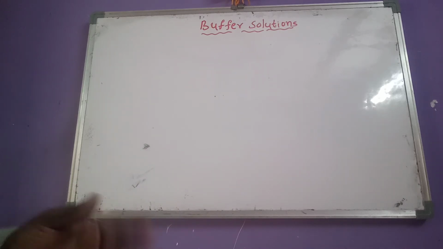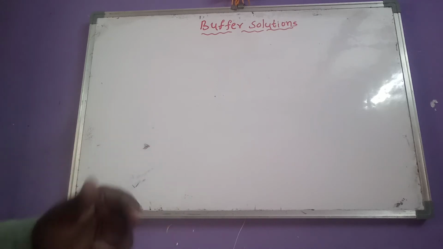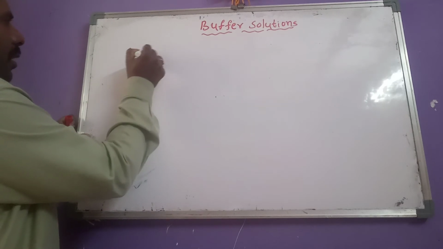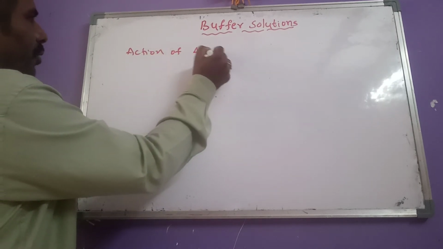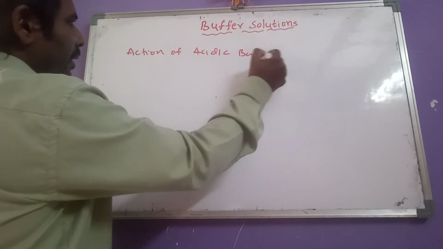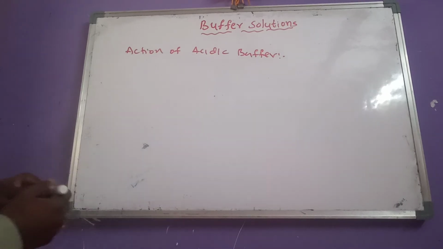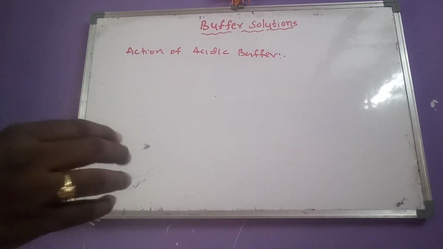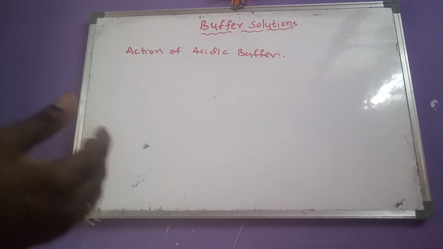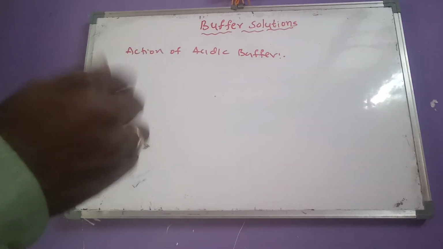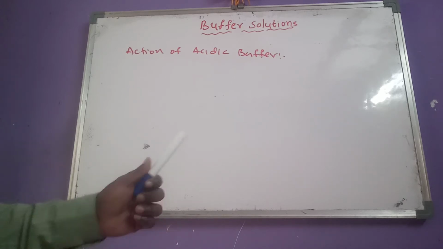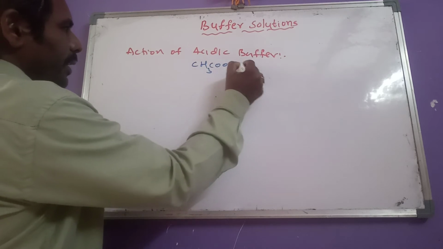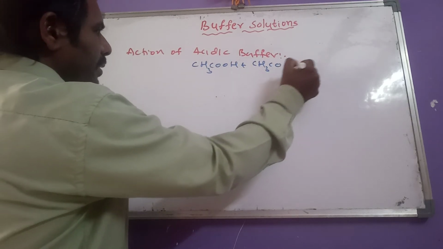Now let us see the action of acidic buffer and also basic buffer. First, let us go for the action of acidic buffer. So what is the action of acidic buffer? We said that these buffer solutions resist the change in their pH value. How can they resist the change in pH value even by addition of an acid or a base? Let us see here. So let us consider one example here: acetic acid plus sodium acetate.